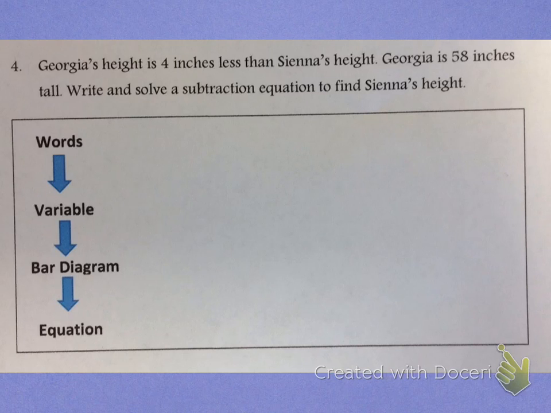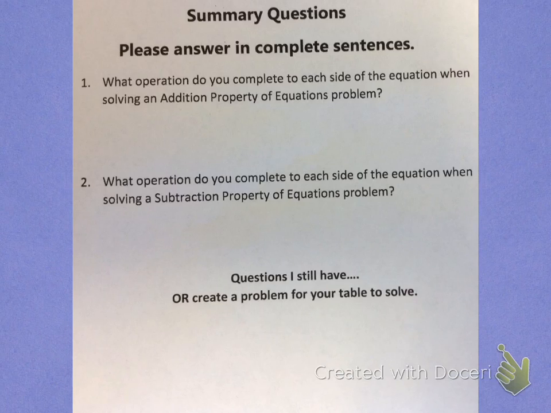Now I would like you to solve number 4 on your own, and we're going to go over this in class tomorrow. I want you to write the words, the variable, draw your bar diagram and equation. Once you find your equation, I want you to solve. I would like you to check your work and then tell me what that variable represents according to the problem. And you may answer your 2 summary questions on your own, and you can create a problem for your table to solve.